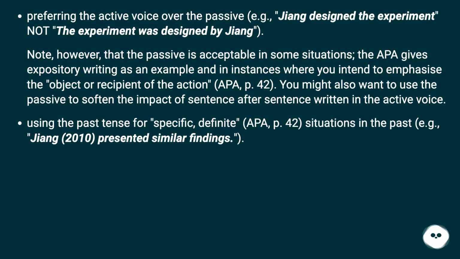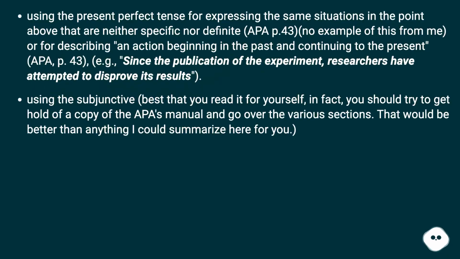You might also want to use the passive to soften the impact of sentence after sentence written in the active voice. Using the past tense for specific, definite situations in the past (APA, p. 42). For example, Zhang, 2010, presented similar findings. Using the present perfect tense for expressing the same situations in the point above that are neither specific nor definite (APA, p. 43). No example of this from me.